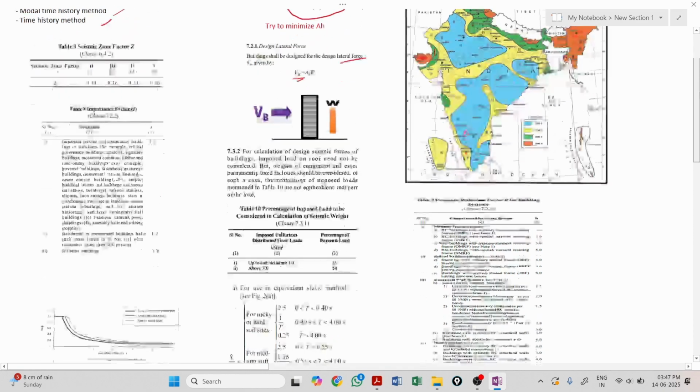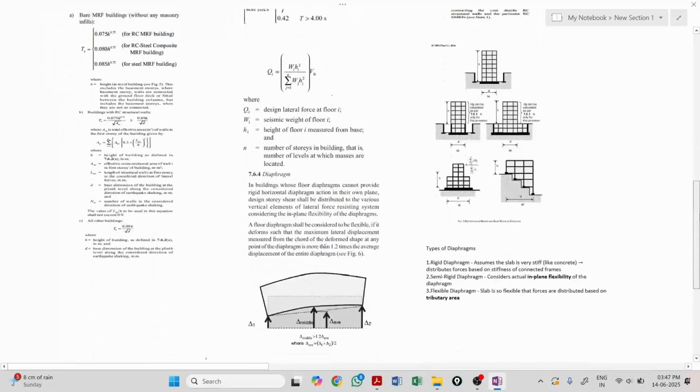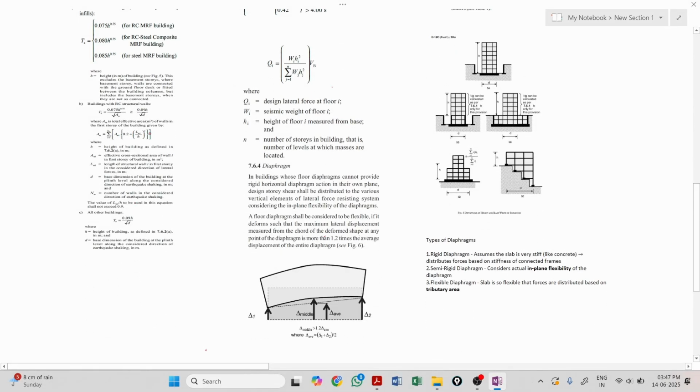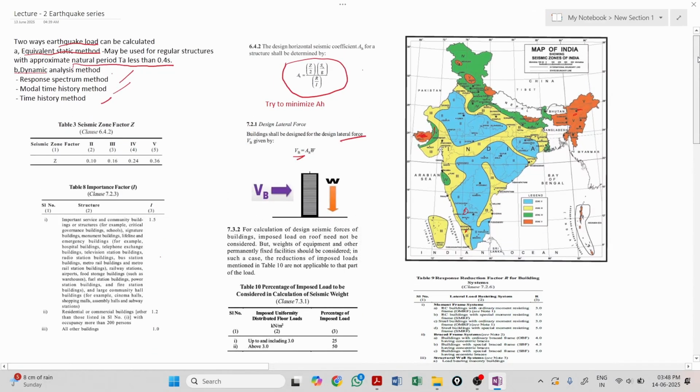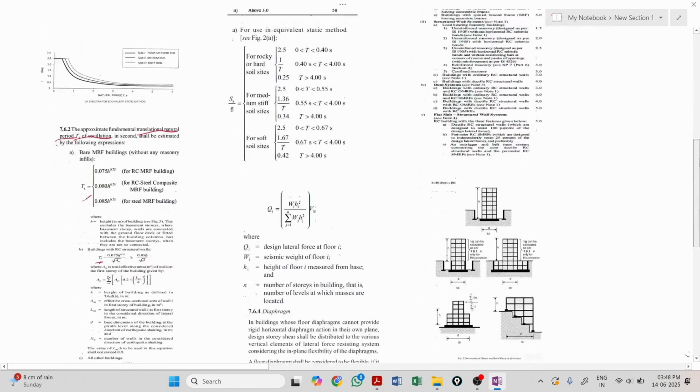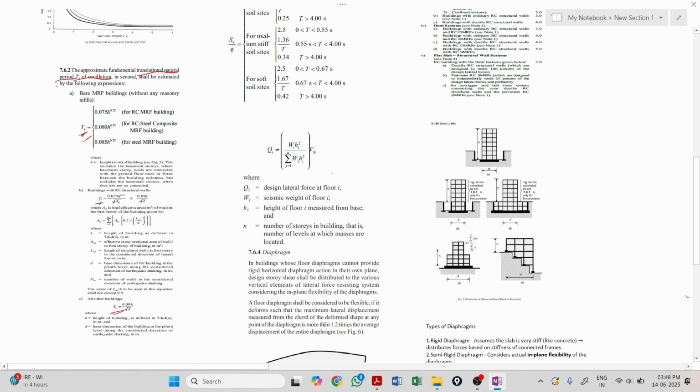What does that mean? There is something called oscillation. See, there is Ta here, there is Ta here, and even here. Ta is the natural oscillation period. So before solving the problem, we need to find whether we should follow the equivalent static method or the dynamic analysis method. For that, we first need to find out the T.